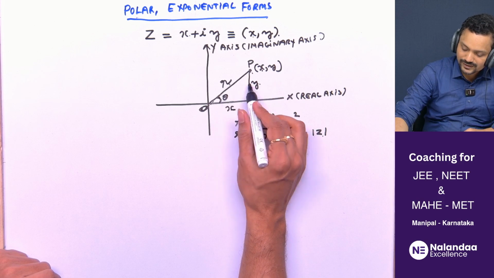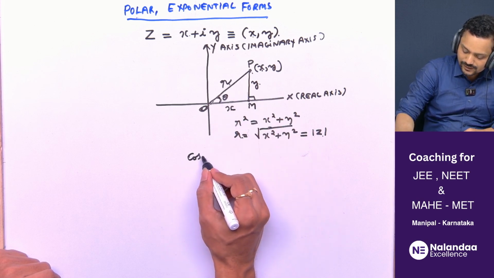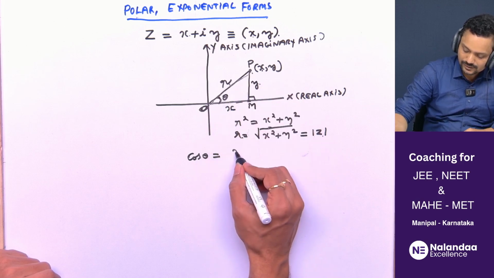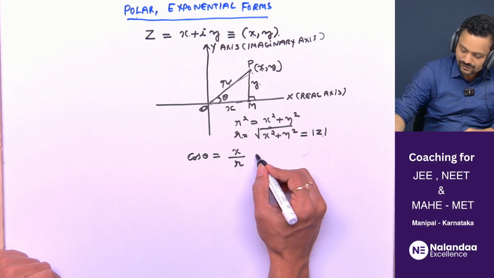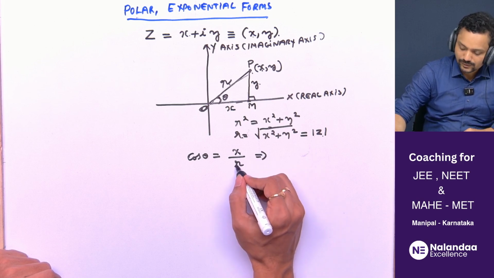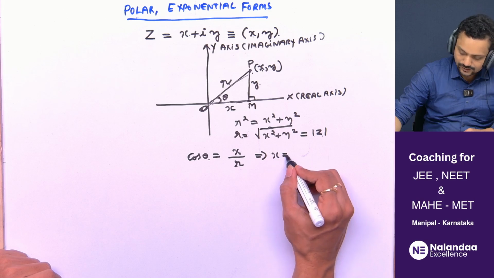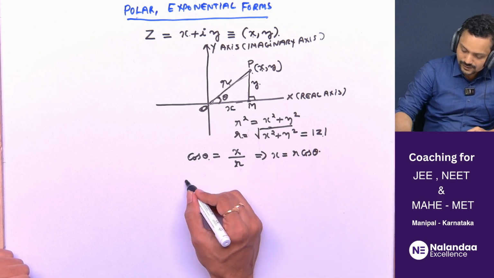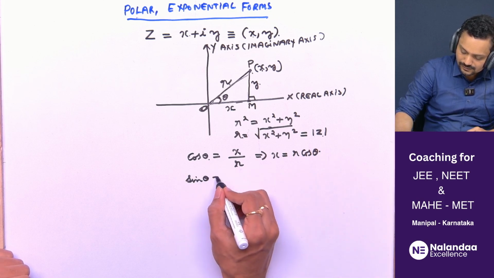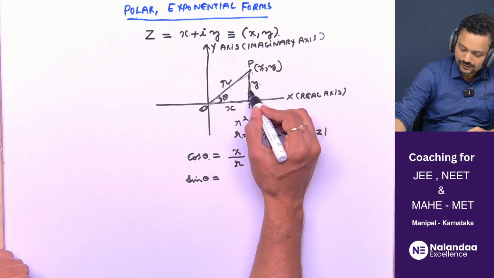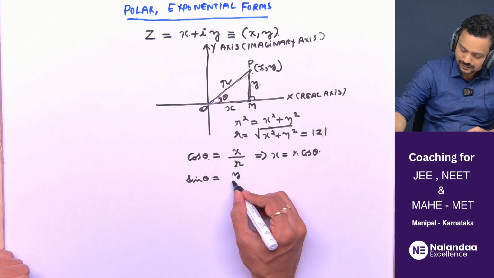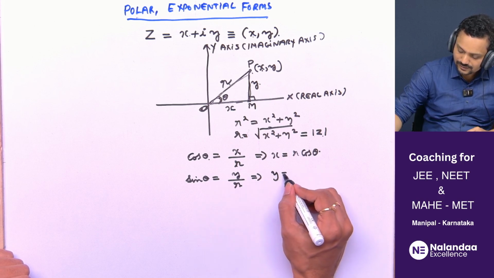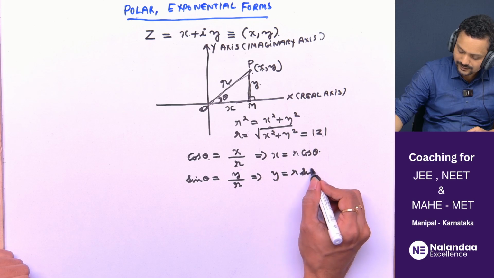If you analyze this triangle, we can see cos theta will be equal to x by r. From here, by cross multiplication, I will get x is equal to r cos theta. Similarly, from this triangle sin theta will be y by r. So this will give me y is equal to r sin theta.